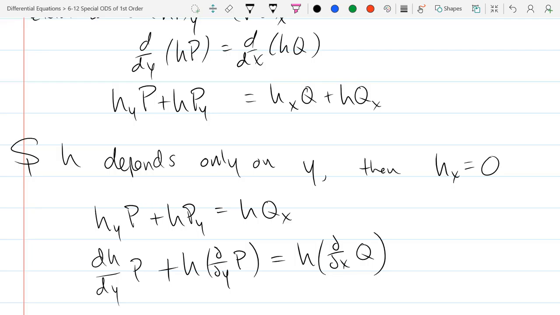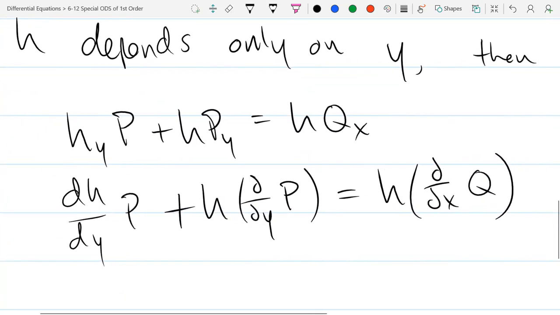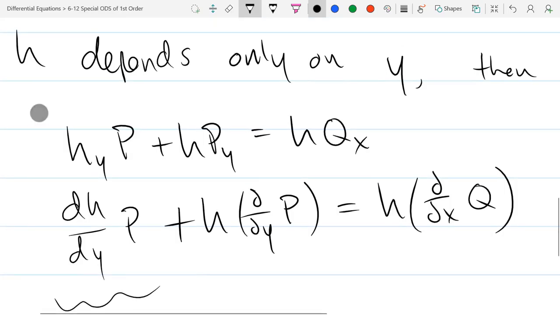And I actually screwed up a little bit above. Before I go back and correct my mistake, let's look at the first one. Why is it okay to write dh dy and not use partials? Because it's only dependent upon one variable. It's right there on the screen: because h does not depend on x, it's technically not a partial derivative.